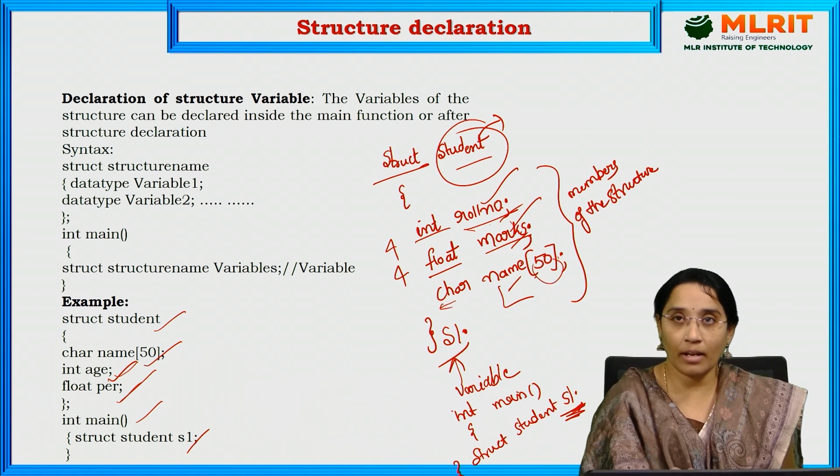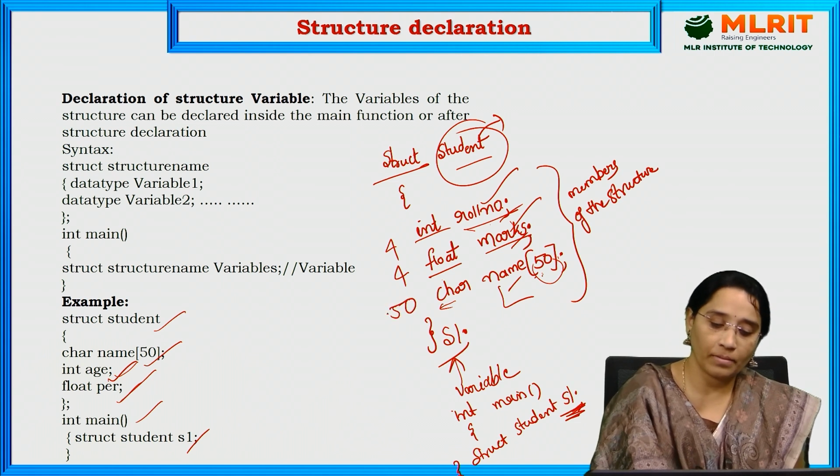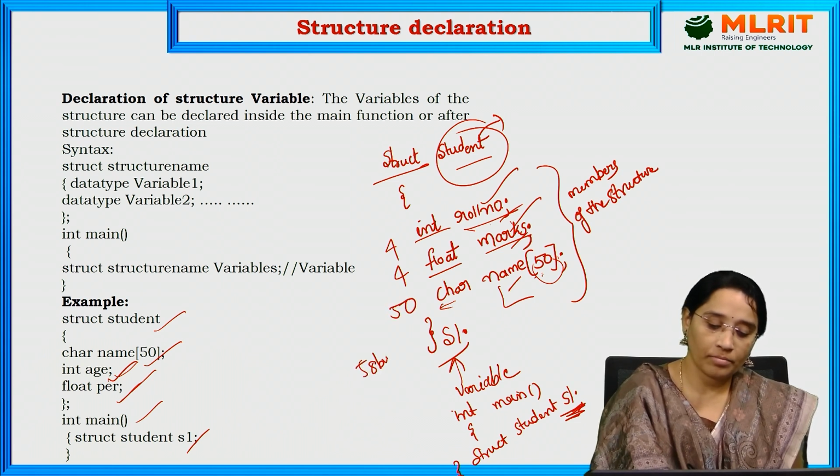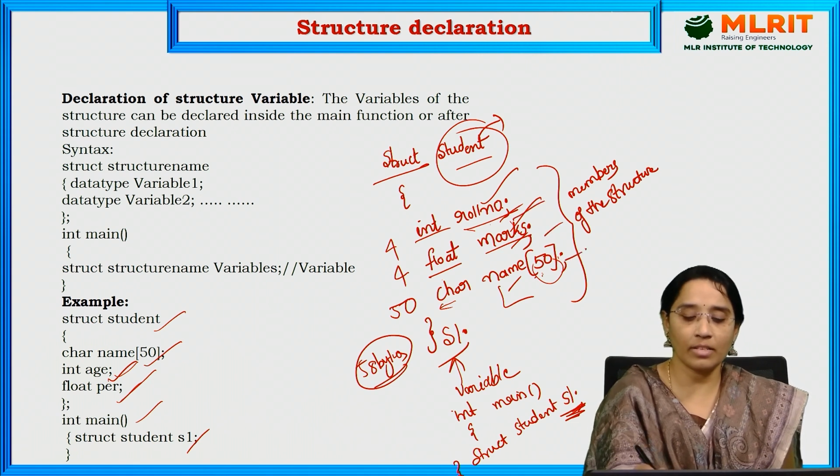But here it is an array. How many have we taken here? The size of the array is 50. So 50 into 1 is 50. So in total, 58 bytes were allocated for this declaration.